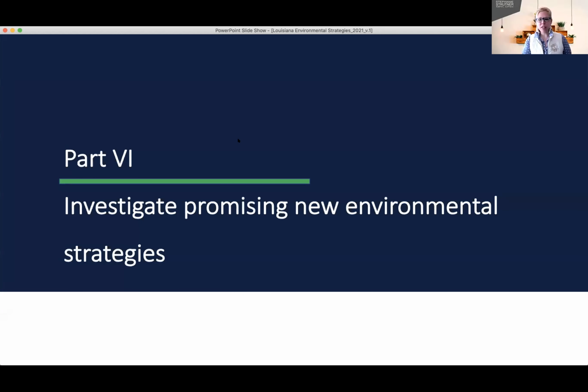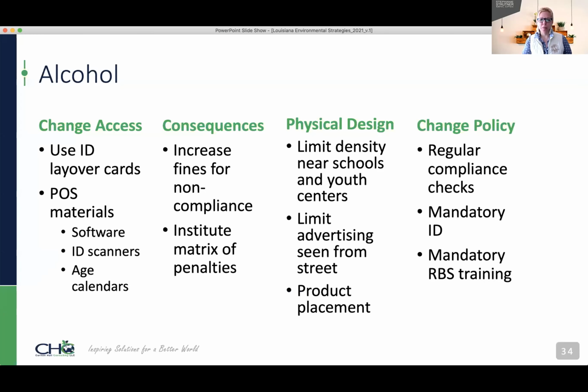And so as we transition our conversation and head toward home base, let's talk just very briefly about investigating promising new environmental strategies, because we continuously learn more, we continuously get better. And so with alcohol, some of those new environmental strategies are using ID layover cards. So if you have a store that doesn't have point of sale software where you type in a date of birth, there are cards that you can use that lay over an ID that identify the important parts. They have to be updated every year because they have the born on date, and help the person say must be born on or before, and have the age 21 there.